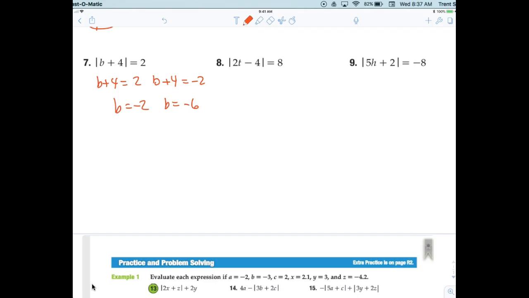Yes. All right, Julian, help me out with number 8. How do I write it? 2t minus 4 equals 8, and then 2t minus 4 equals negative 8. Okay, mental math that. Tell me what t equals. So 2t minus 4 equals 8, that's 6. Good. And that's negative 6. Wait a minute. Hold on. Take your time. What's negative 8 plus 4?